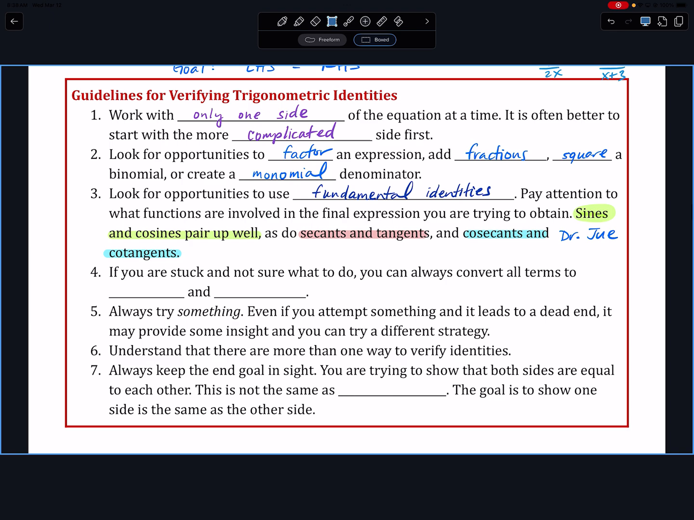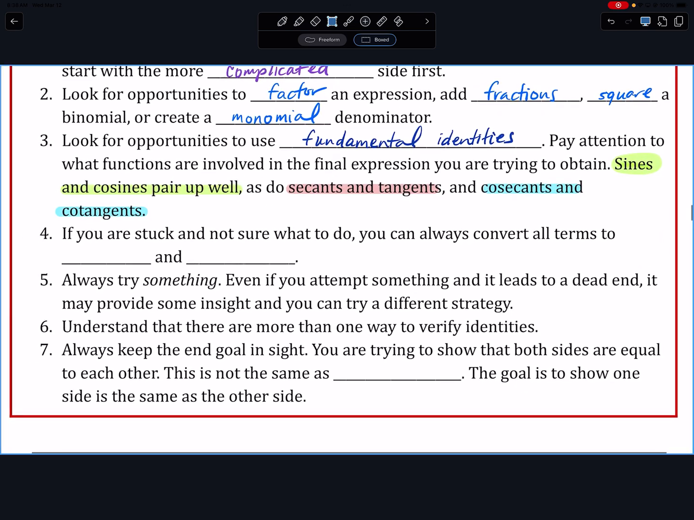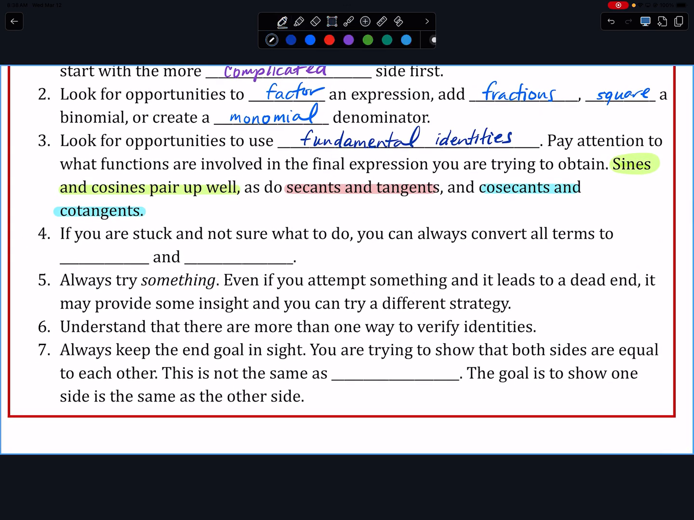But I was always stuck on these when I took trig in high school. But when I got to college, he always told us to do this, and this helped out a lot. If you have no idea what to do, try converting everything to sines and cosines, because that will help you kind of figure out what to do.